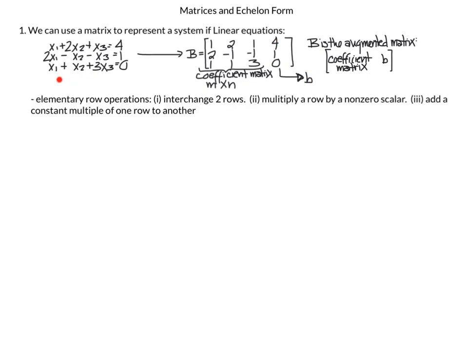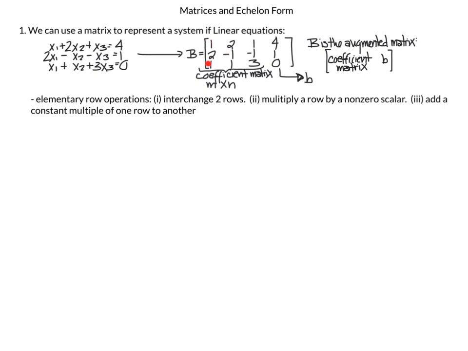And now we can define elementary row operations, which are the same exact operations we used to do on our linear equations. That is, we can interchange two rows of our matrix, just like we used to interchange two equations. We can multiply a row by a non-zero scalar, just like we used to do with our system of equations, and we can add a constant multiple of one row to another, as we had done before.